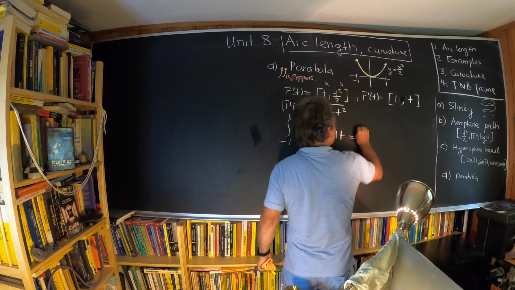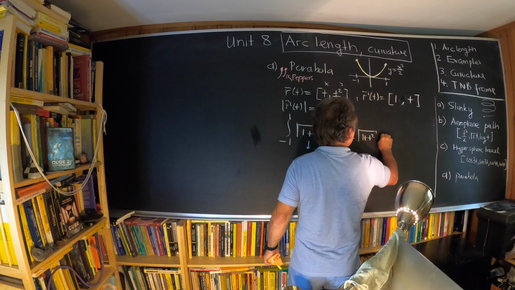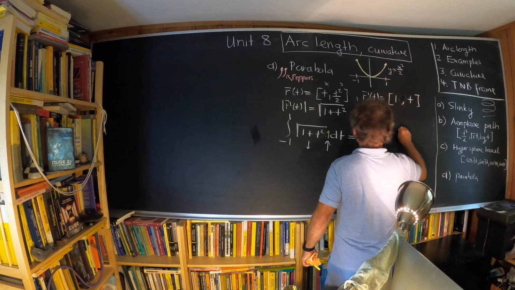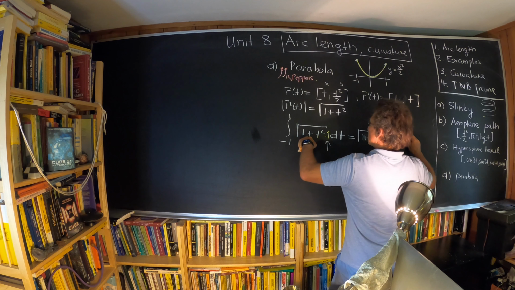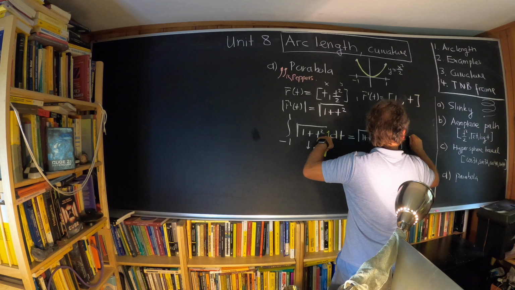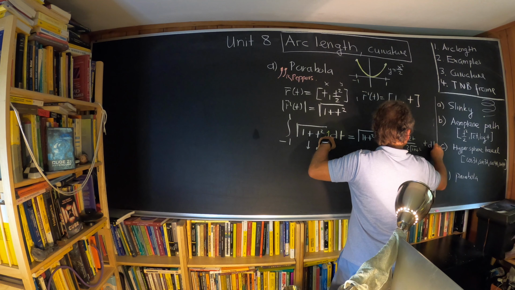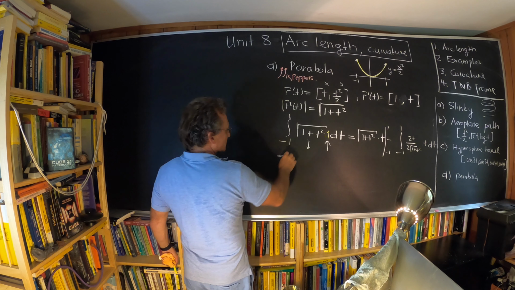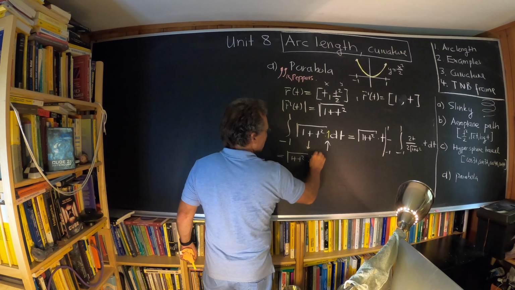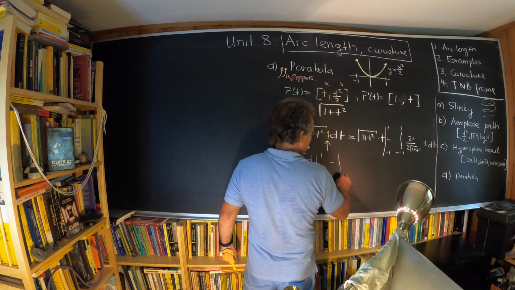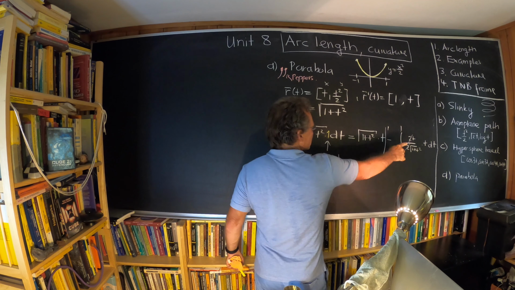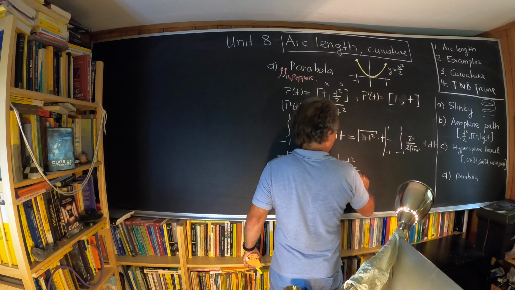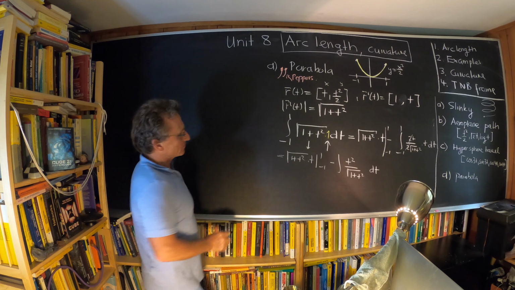So this is the square root of 1 plus t squared times t, that's what we get when we integrate. Now we have to differentiate, minus, so we evaluate it from minus 1 to 1, and then the integral from minus 1 to 1. Now we differentiate this, so we get 2t over 2 times the square root of 1 plus t squared, times t dt. So let me write that down a little bit more: the square root of 1 plus t squared times t from minus 1 to 1, minus the integral, where these two cancel, of t squared over the square root of 1 plus t squared dt, from minus 1 to 1.